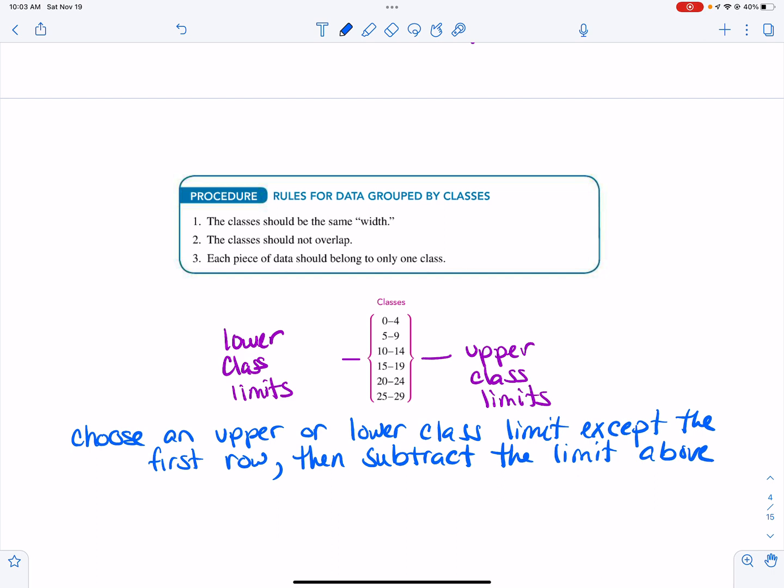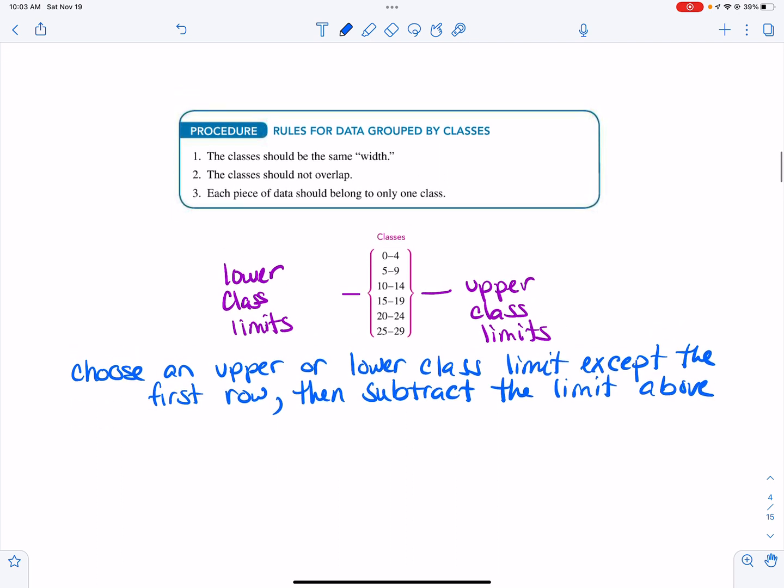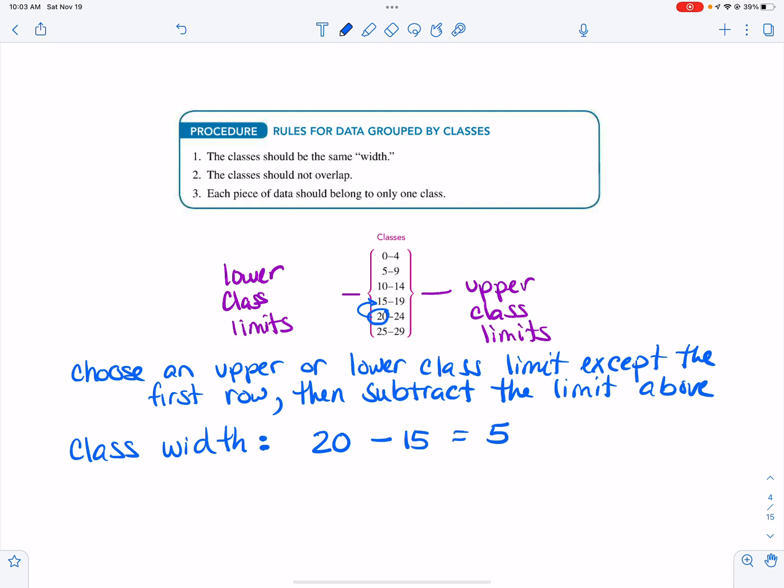A lot of times when people look at the class 0 to 4, a lot of students tell me that the width is 4, but they forget that they're counting 0, 1, 2, 3, and 4, and that is actually 5 points. So the class width, I'm going to choose 20, and then subtract the one that's above it. That tells me that my class width is 5. I can do that for any number. I could choose 29. That's an upper limit, and I would subtract the one that's above it, and I still would get 5.